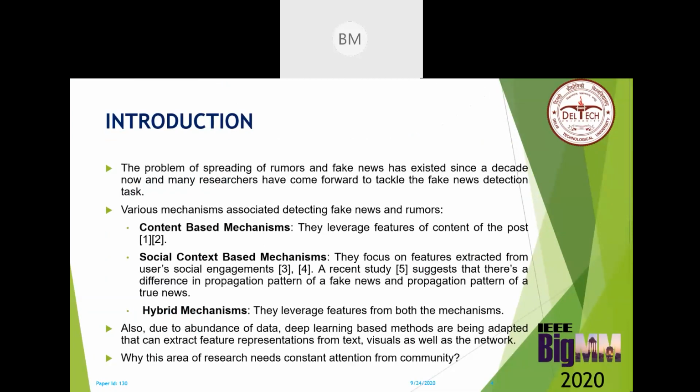The other type of mechanisms are social context-based mechanisms. These are the mechanisms that focus on features extracted from users' social engagement. These mechanisms can leverage information about the network involved in spreading a particular news. Another thing I'd like to add about social context-based mechanisms is that, unlike content-based mechanisms, there's a lesser scope for tampering in propagation-based features, so as to deceive the detection algorithm. The other category, of course, is the newly built category, which you could name a hybrid mechanism or multimodal mechanism. These are the mechanisms that leverage feature extraction from both of the above two mechanisms.